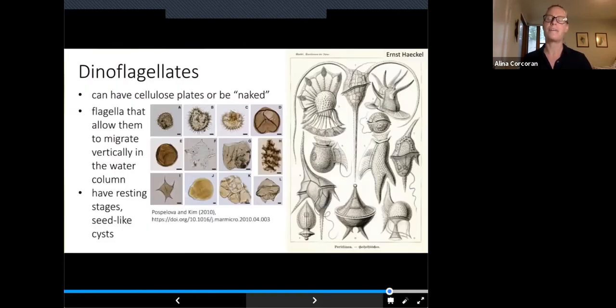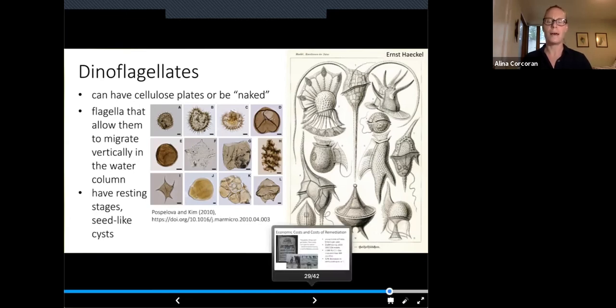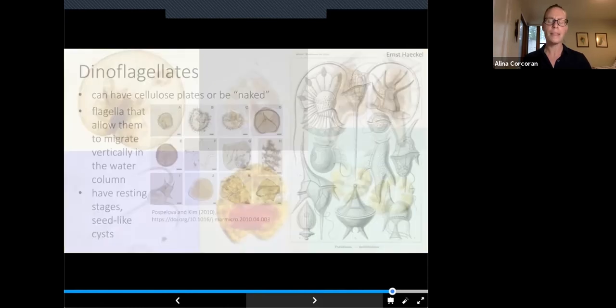The dinoflagellates are another group, and to me, they look like aliens or spaceships. They can have cellulose plates, or they can be naked. So the illustrations by Haeckel, all of those dinos have cellulose plates. They have flagella that allow them to migrate vertically in the water column. And some of them have two flagella, one flagellum that allows them to twist and turn and another that propels them. And they have resting stages that are seed-like cysts. And these are some images of those cysts. And we're just beginning to understand reproduction and life history in these organisms, really applying some concepts from terrestrial ecology and biology.